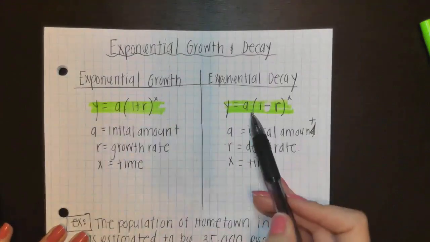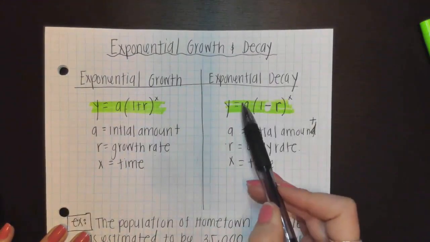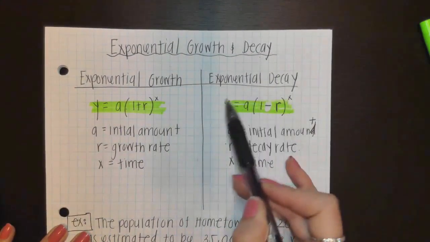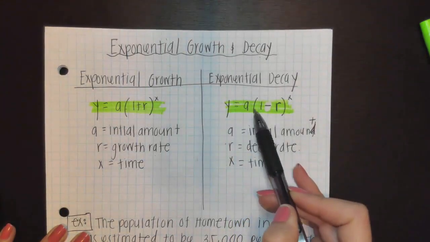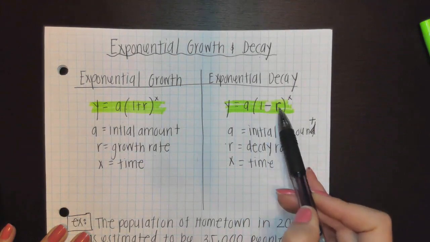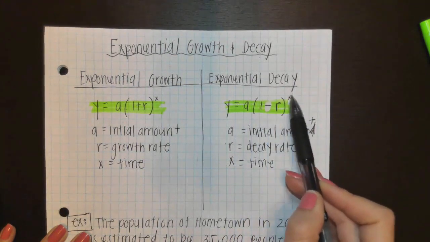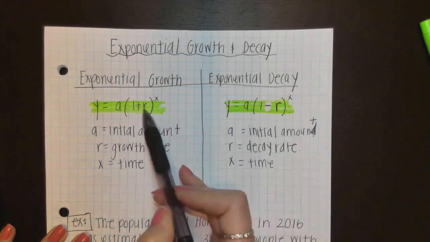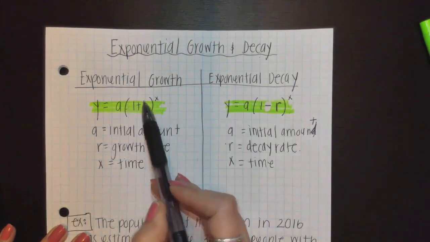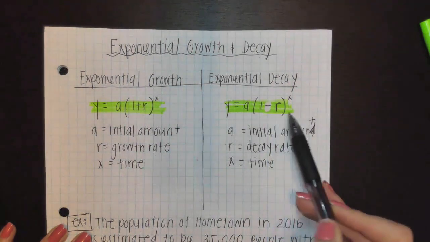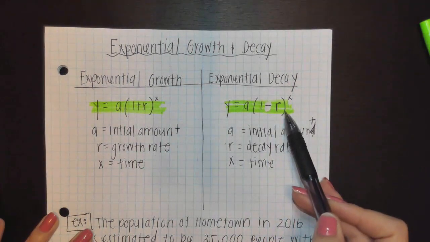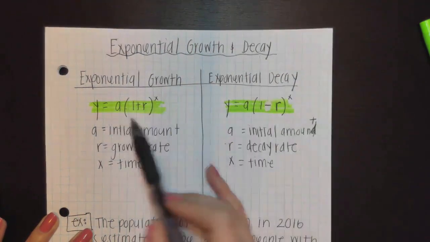And then if we jump to the other side, exponential decay, this is the formula that you're going to be using if you're working with an exponential decay problem. Y is equal to a times 1 minus r, all raised to the power of x. So we see here, 1 is being added to r, whereas on the decay side, 1 is being subtracted from r. And those are the two formulas.